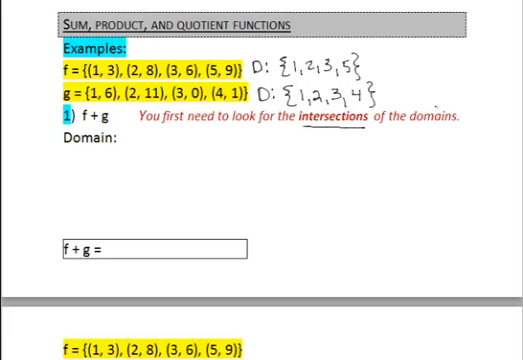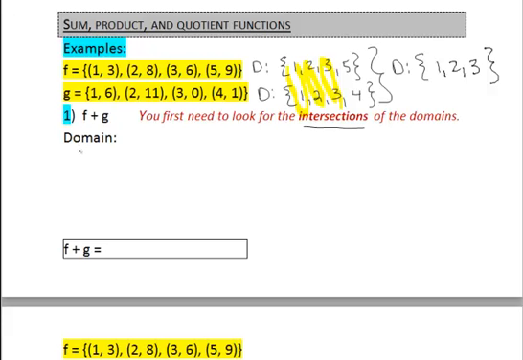So we need to find their intersection. The domain of the entire function, f plus g, will be wherever these have something in common. So they're actually going to have something in common at the 1s, the 2s, and the 3s, right? So we're going to have 1, 2, and 3 in our new domain. Okay, so how exactly does this work?